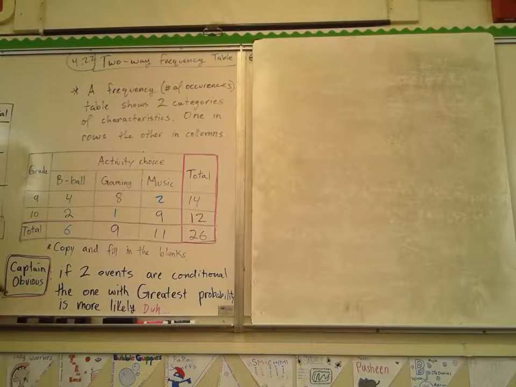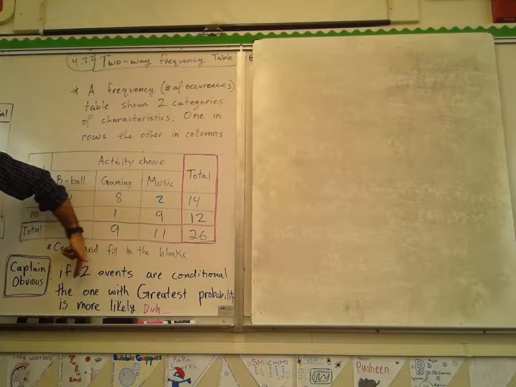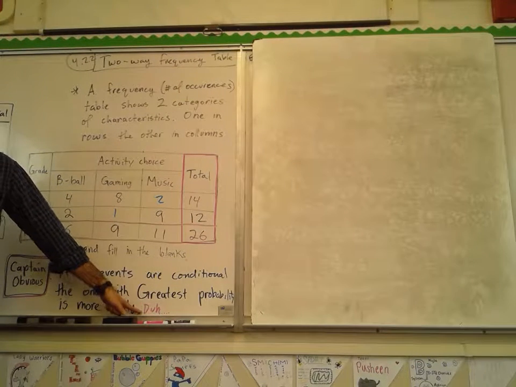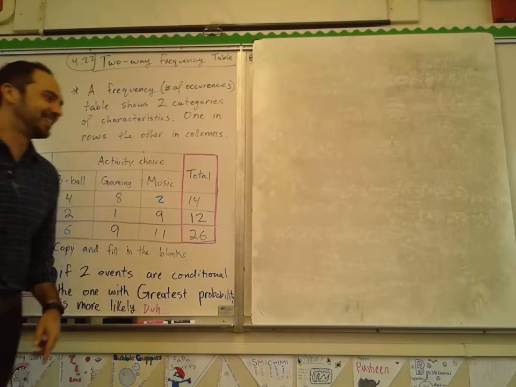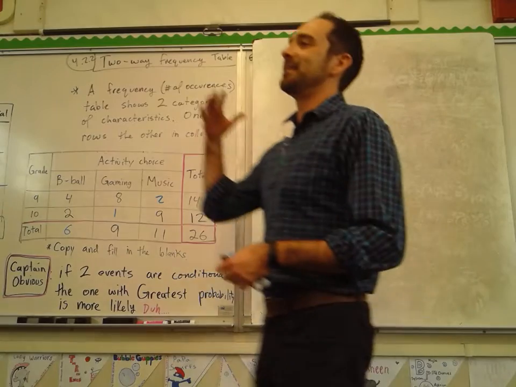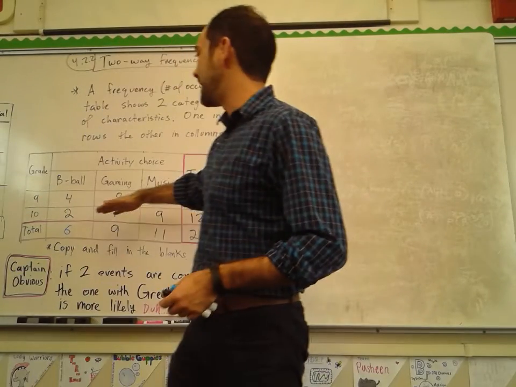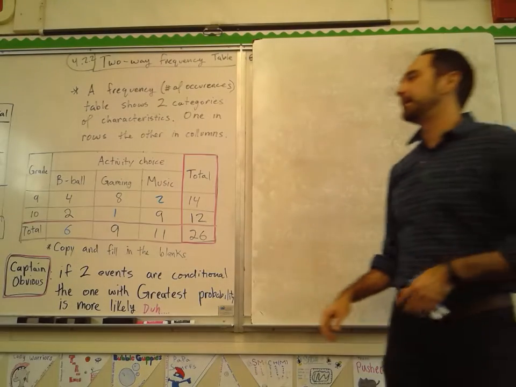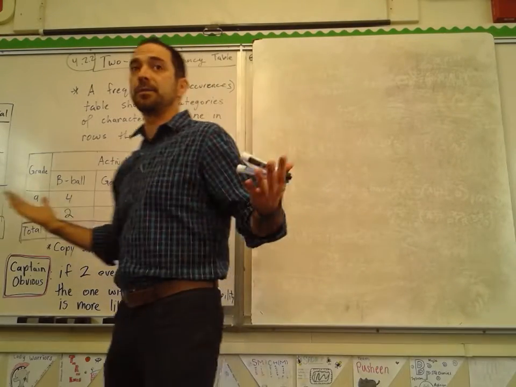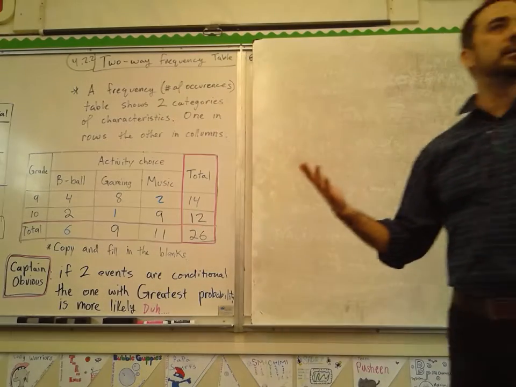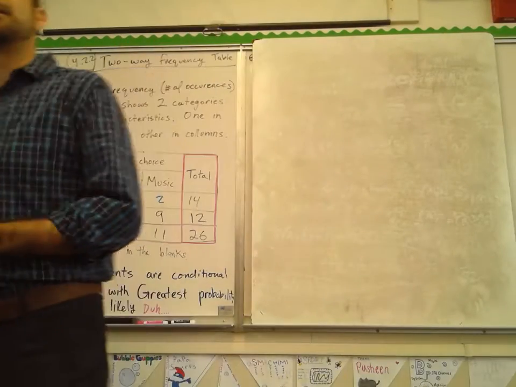Captain Obvious: if 2 events are conditional, the one with the greatest probability is more likely. So if the probability of, say, 9th graders liking gaming is 25%, and the probability of 10th graders liking music is 50%, which one's more likely? The 50%, right? Pretty obvious, right? Okay. So this is a Captain Obvious.